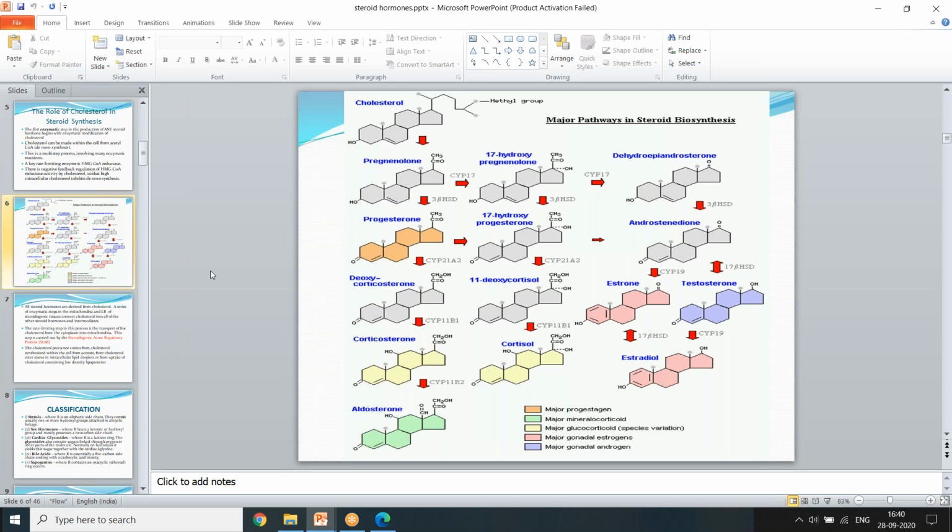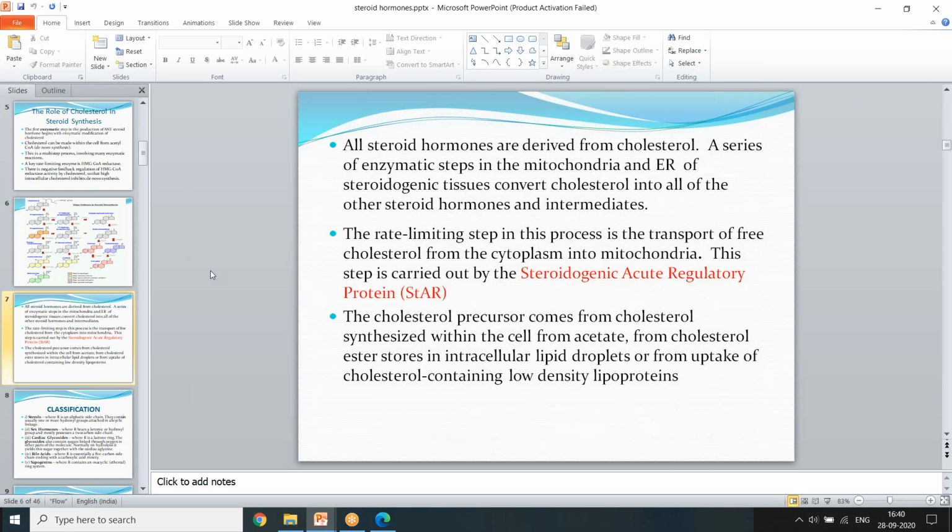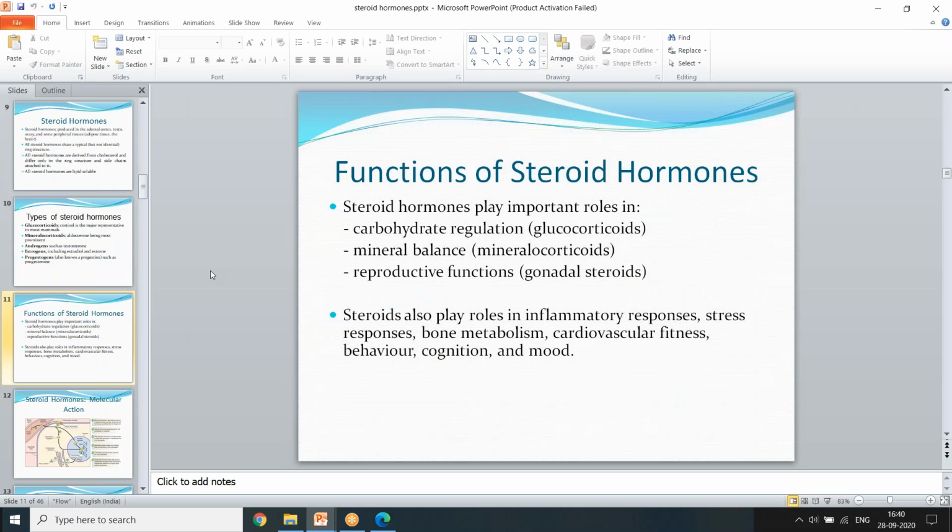Okay, now we next see the functions of these hormones. Okay, so the glucocorticoids and mineralocorticoids, both of them are responsible for regulating your metabolism, and all the gonadal steroids, as they are called, the sex hormones, female and male, are all responsible for development of secondary sexual characters.